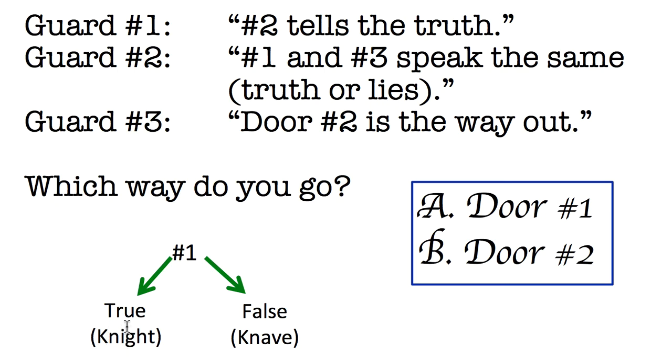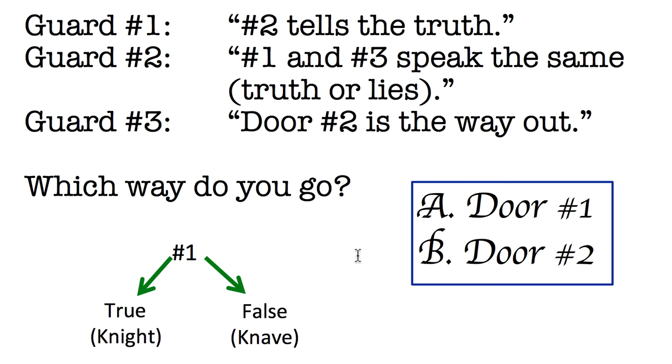Now, if guard 2 is telling the truth, they're also a knight, then number 1 and number 3 must speak the same. Given that number 1 is a knight and always speaks the truth, number 3 must always speak the truth. So, given that guard 3 says door number 2 is the way out, according to case 1, door number 2 is indeed the way out. Now, we don't know yet that's true. We still have to consider what's going on in case 2.